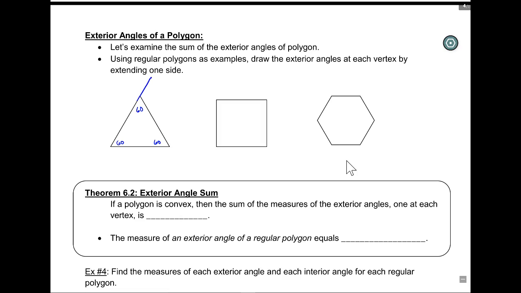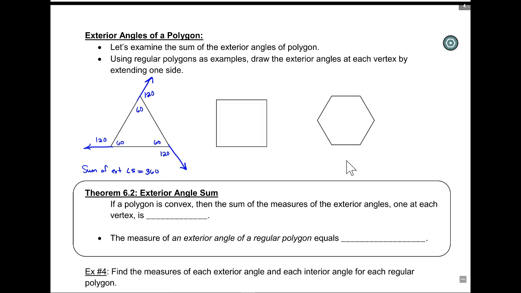If we extend one side, this makes a linear pair, so that would be 120. Extend one side, that would be 120. This would be 120. So if we look at all the exterior angles, 120 plus 120 plus 120, the sum of the exterior angles is 360. Let's take a look at the next one.